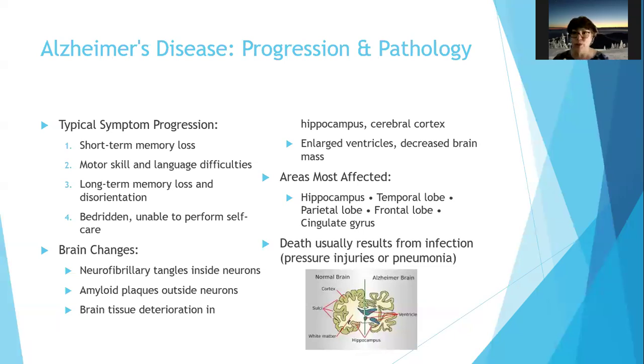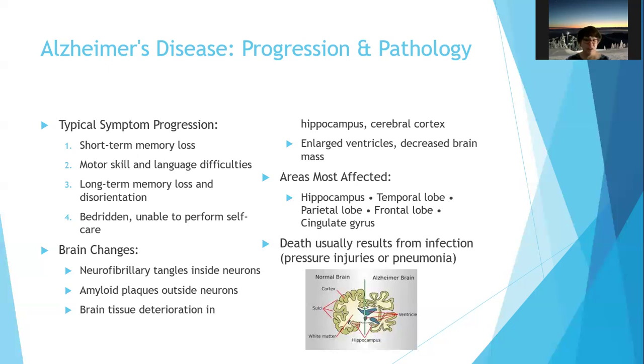Usually, after the initial symptoms of short-term memory loss, you get some motor skill and language difficulties. People have trouble doing stuff they used to be able to do. Long-term memory loss and disorientation is kind of the next stage. And then eventually, unfortunately, it can progress to you're just unable to perform self-care and you can't really do anything, which is sad. There are changes in your brain, and it has not been established whether these are effects of Alzheimer's or causes of Alzheimer's. Probably effects from the latest research that I've read.